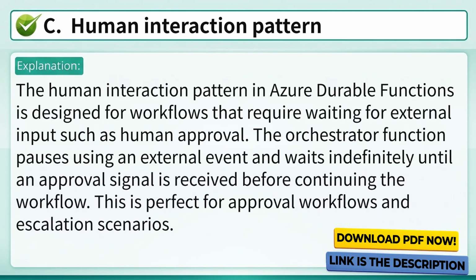Correct answer: C. Human interaction pattern. Explanation: The human interaction pattern in Azure Durable Functions is designed for workflows that require waiting for external input such as human approval. The orchestrator function pauses using an external event and waits indefinitely until an approval signal is received before continuing the workflow. This is perfect for approval workflows and escalation scenarios.